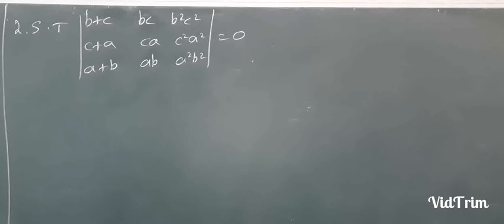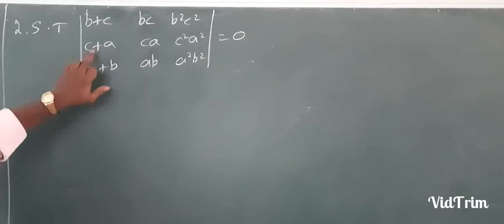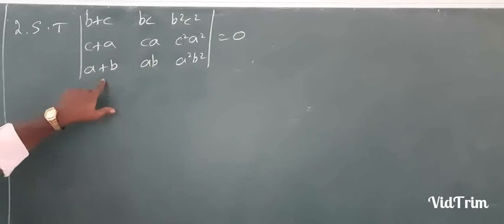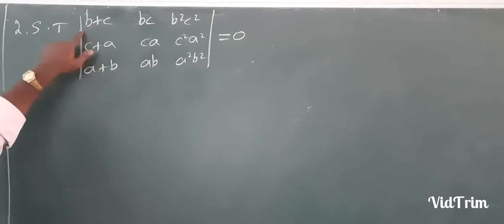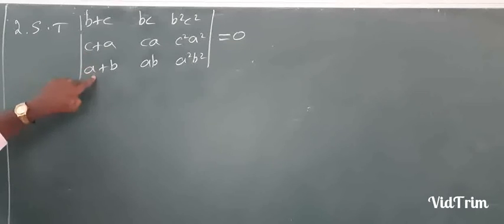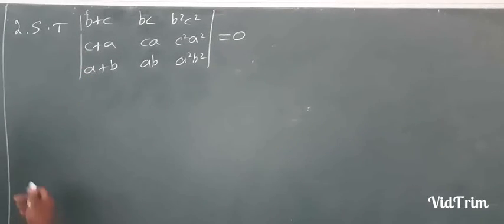Show that the determinant with rows b plus c, bc, b square c square; c plus a, ca, c square a square; a plus b, ab, a square plus b square equals 0. First, you just analyze what is given and what we need. I analyze the first row, that is a missing, second row b missing, third row c missing. So we multiply a, b, c respectively in the first row, second row, third row, and we have a divider also, because if you multiply by something, we must divide by it, because we need the original term.